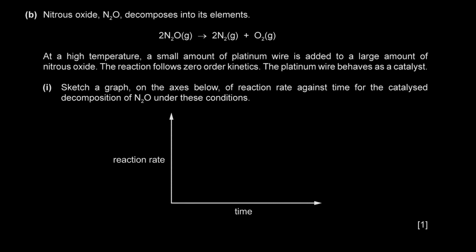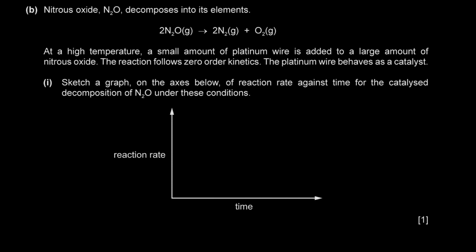Nitrous oxide decomposes into its elements. At a high temperature, a small amount of platinum wire is added to a large amount of nitrous oxide. The reaction follows zero-order kinetics. The platinum wire behaves as a catalyst. Sketch a graph on the axes below of reaction rate against time for the catalyzed decomposition of N2O under these conditions. So when the question says the reaction follows zero-order kinetics, it means that the reaction is zero order with respect to the reactant, N2O.